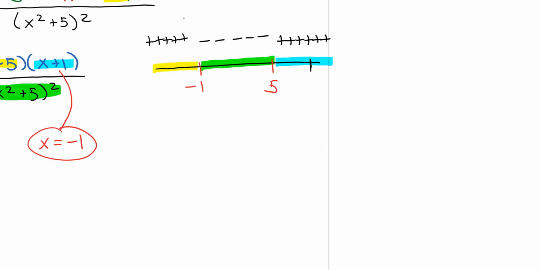This means there's a max here. From positive to negative is a max, and then there's a min over here. A negative to a positive is a min. So now I can write down there's a max at x equals -1.